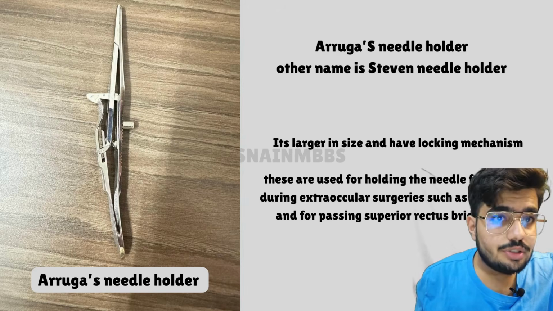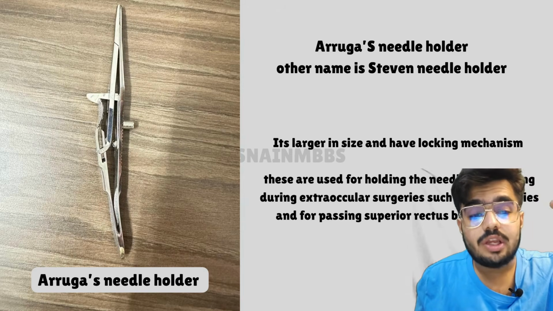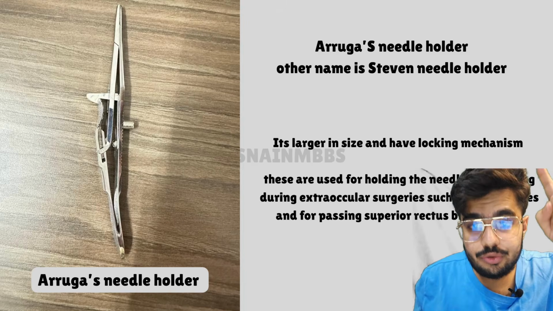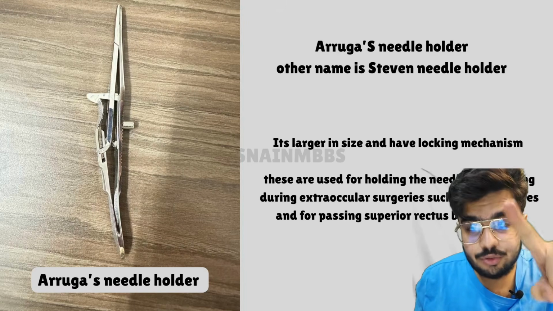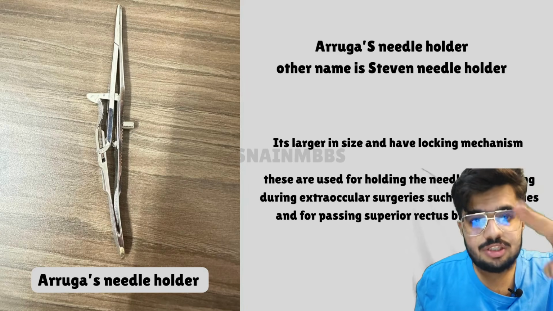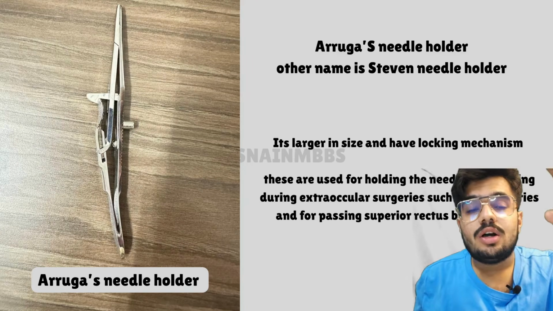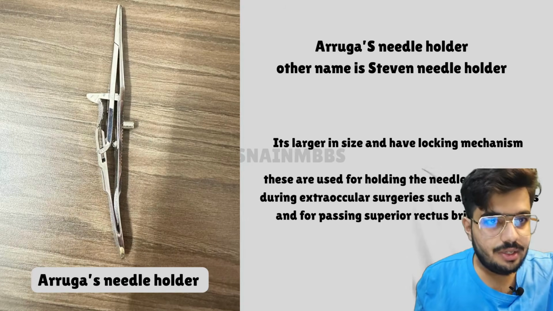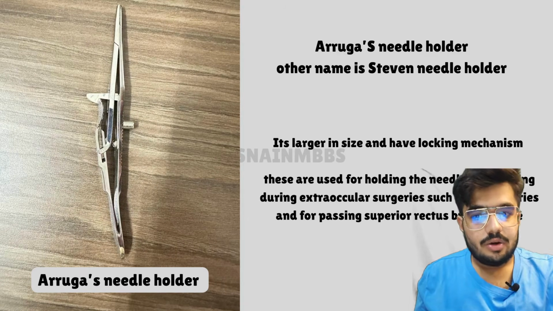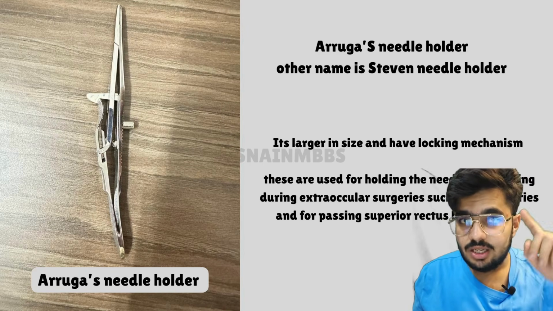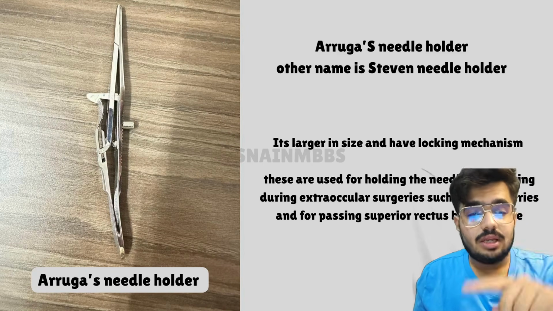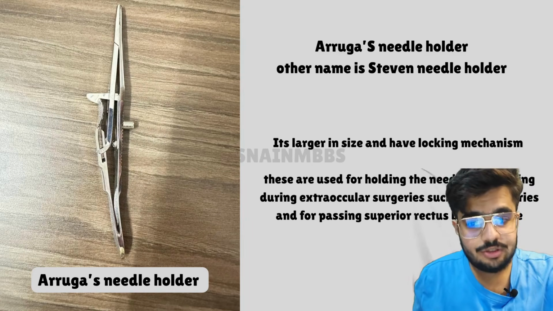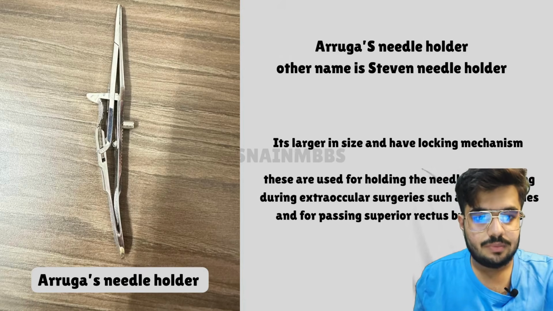As soon as you say bridle suture, the examiner may ask you in which procedure we use bridle suture, and why we use it. We use bridle suture in SICS, small incision cataract surgery, to stabilize the globe in a downward position. So this was about the bridle suture. With the Arruga needle holder, we have completed our three needle holders. One was the Barraquer needle holder, the second one was the Castroviejo needle holder, and the third the Arruga needle holder.